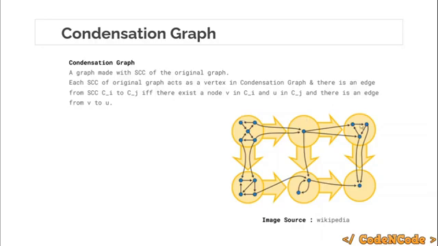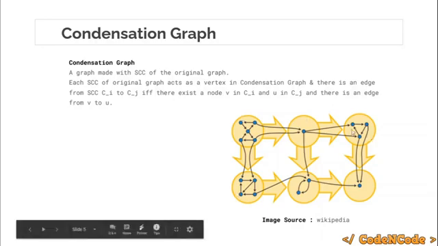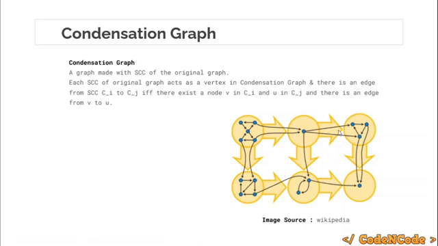Similarly, for this SCC, this SCC, this one. So in the original graph there are 6 SCCs, and that is why there are 6 vertices in the condensation graph. Now how the edges are defined in the condensation graph is that there is an edge from SCC Ci to SCC Cj. Basically, let's take an example of these two.